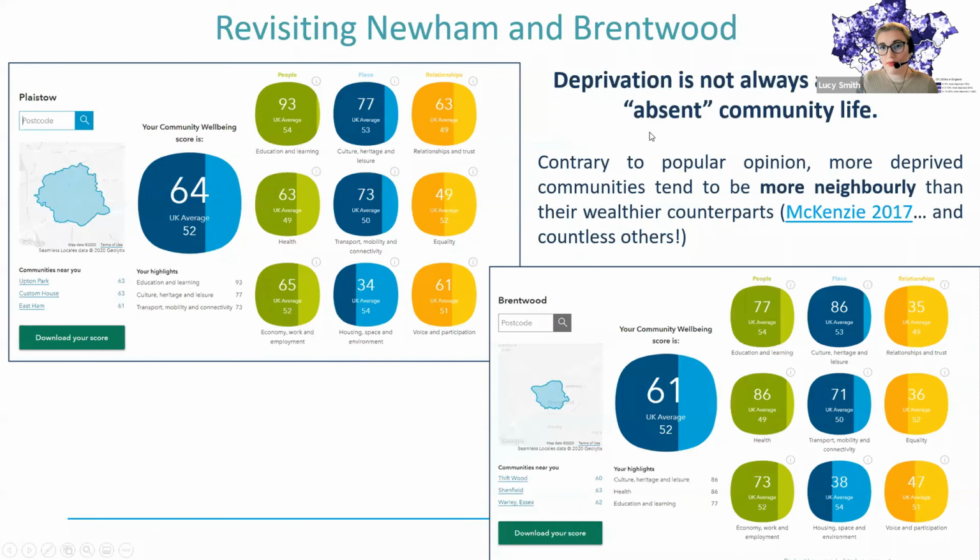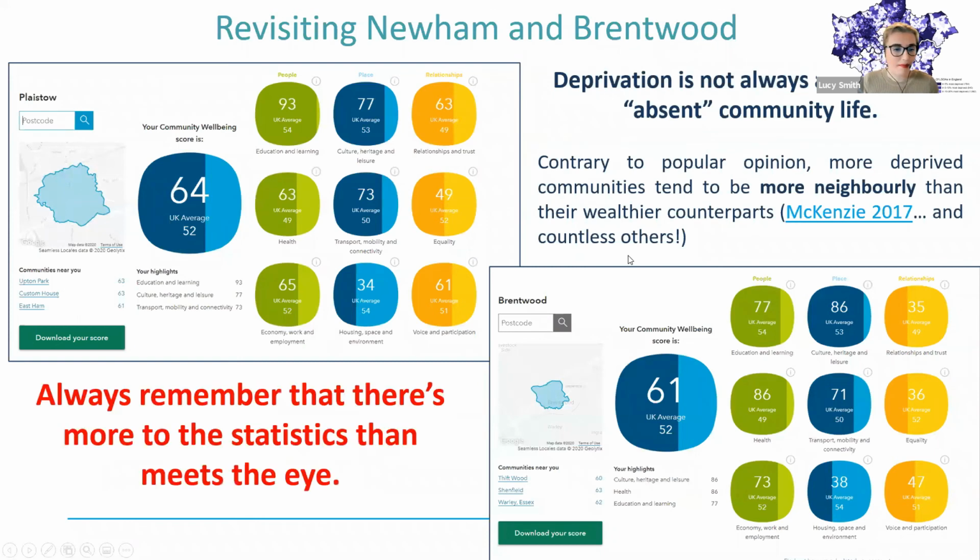So the main takeaway point here is that deprivation is not always a hallmark of absent community life. Actually, contrary to popular opinion, more deprived communities tend to be more neighbourly than their wealthy counterparts, and there's been a lot of research into this. And always remember, of course, an ethical point, that there's more to the statistics than meets the eye. So like our teddy bear, this is just a depiction of social reality. It's not actually the real thing.